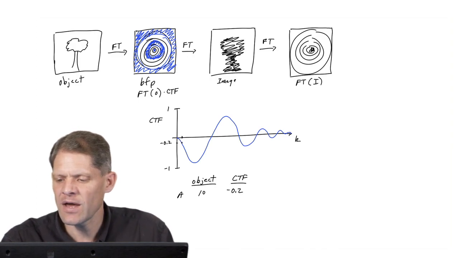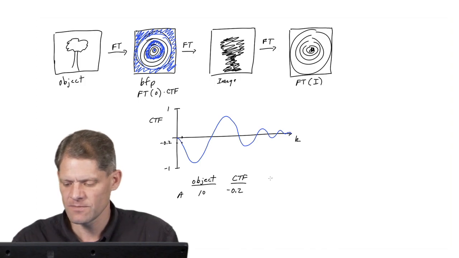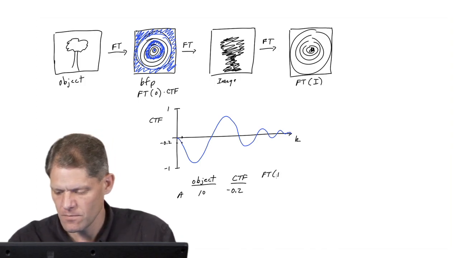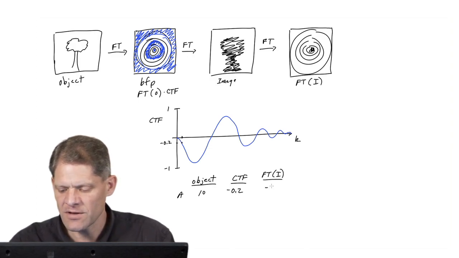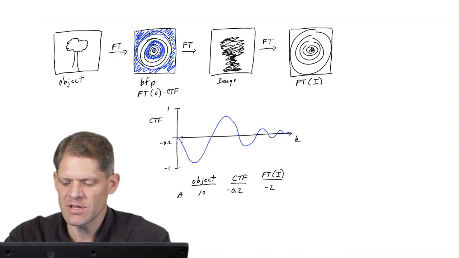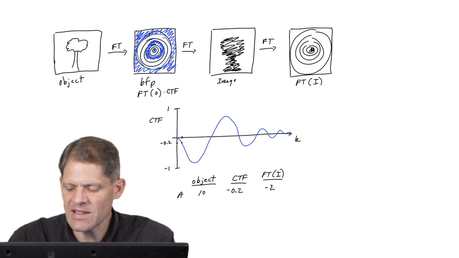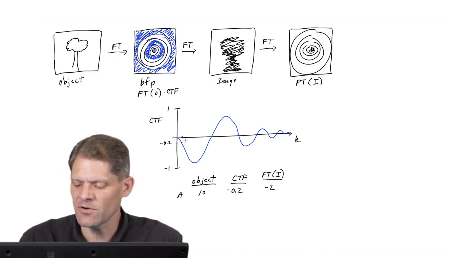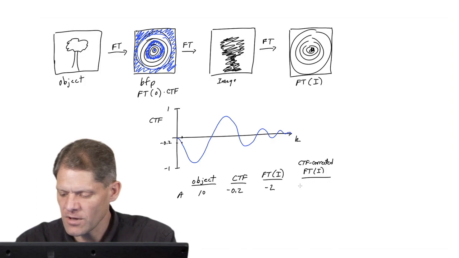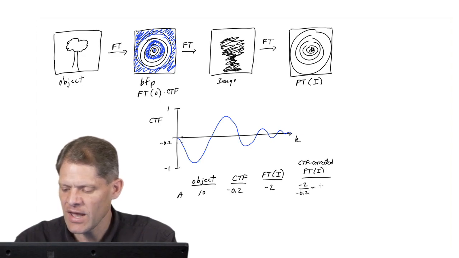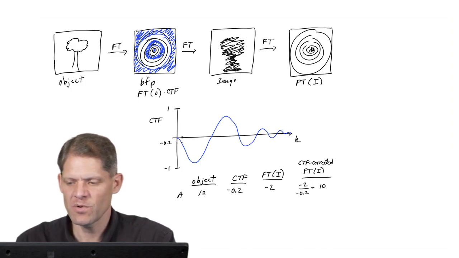And because of that, the amplitude that we observe in the Fourier transform of the image will not be 10, but rather 10 times -0.2, or -2, is what we'll actually observe as the amplitude in this position. What it means to CTF correct is to take this value and divide it by the value of the CTF at that location. And so in the CTF corrected version of the Fourier transform of the image, we will put a value of -2, the observed, divided by the contrast transfer function at that spatial frequency. And this, of course, will give us an amplitude of 10, which is the original that we were looking for.